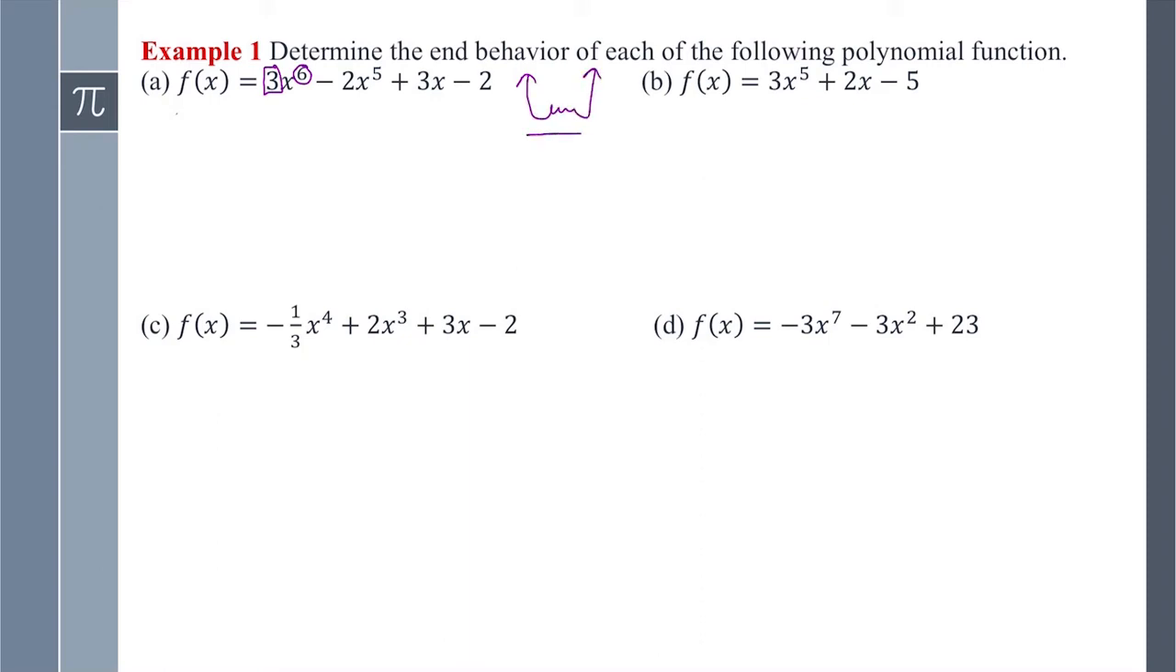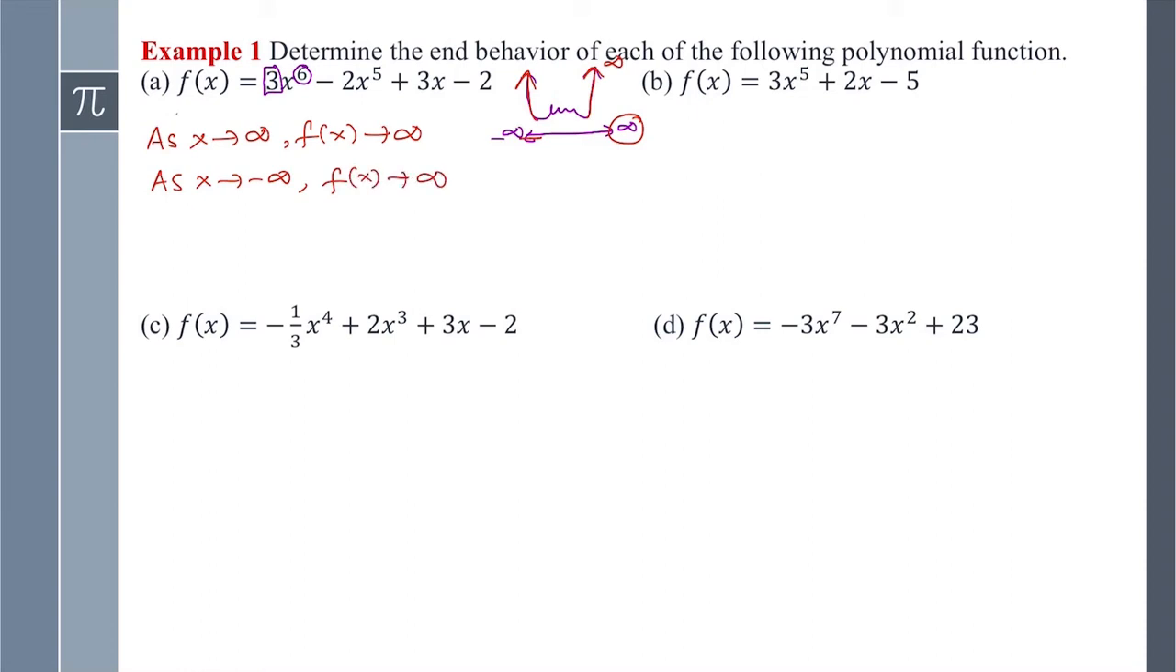That means when x goes to infinity and negative infinity, we can say that as x approaches infinity, the function goes to infinity. So f of x approaches infinity. As x approaches negative infinity, the function goes to infinity. So f of x approaches infinity.